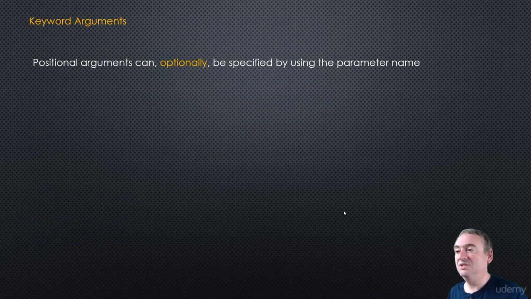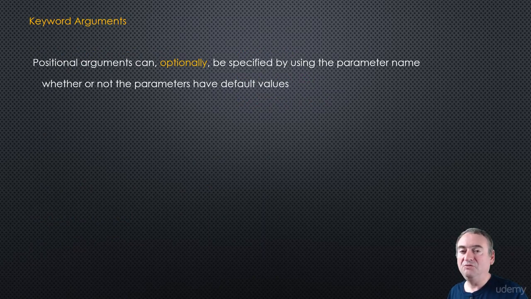So positional arguments can optionally be specified by using the parameter name. That's what we just saw. And whether or not the parameters have default values, this doesn't work only when parameters have default values. Let's take a look at a quick example of that. Let's say we have this function here with 3 parameters, a, b, and c, none of which have a default value. That means that we will have to provide 3 arguments to this function. None of the arguments will be optional since none of them have a default value.